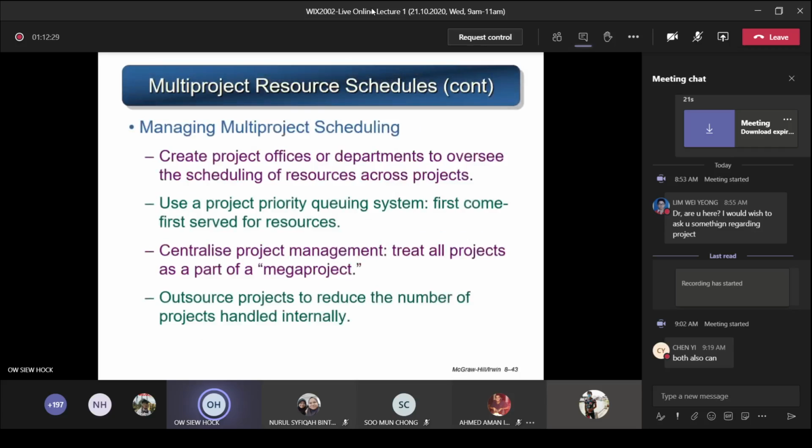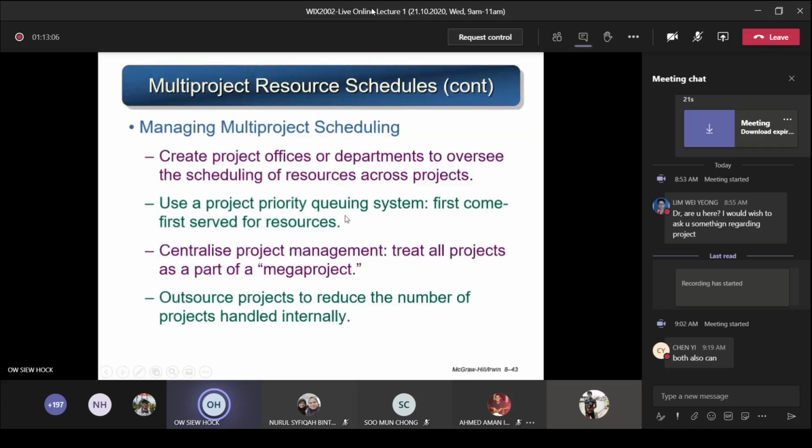So next, how do you solve this? Having all those problems mentioned just now, what are the methods you can use to overcome this kind of multi-project resource problem? This is the way, managing the multi-project scheduling. One way is to create project offices, or office departments, to oversee the scheduling of resources across the projects. That means you have one department that handles all the resources. You look at which project requires what resources and when you need them. Then this department handles the distribution of the resources to the different projects.